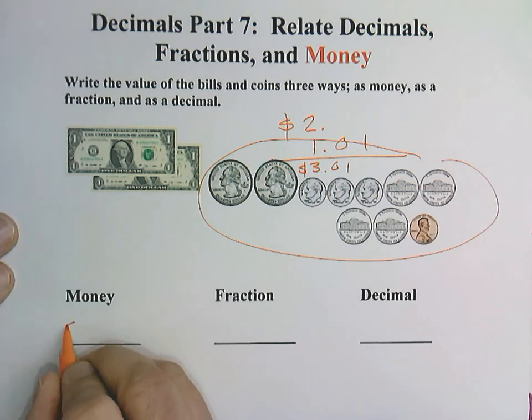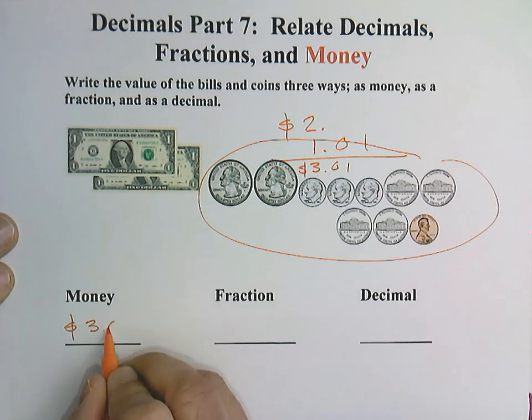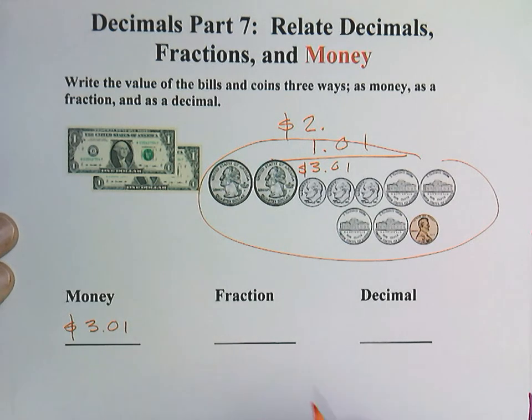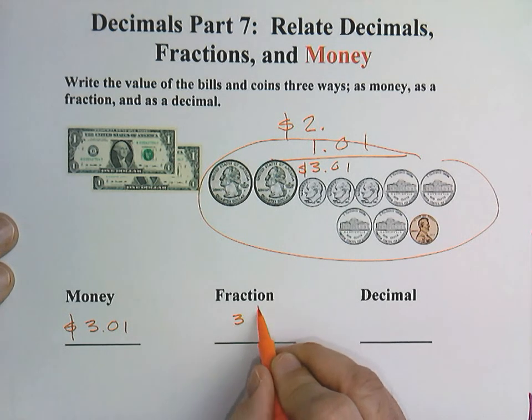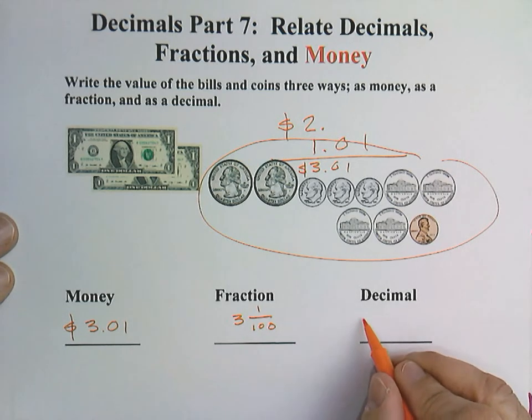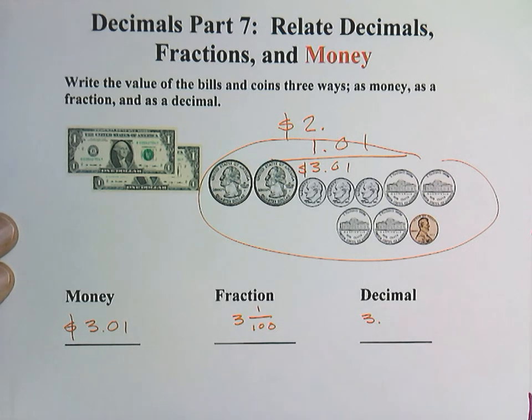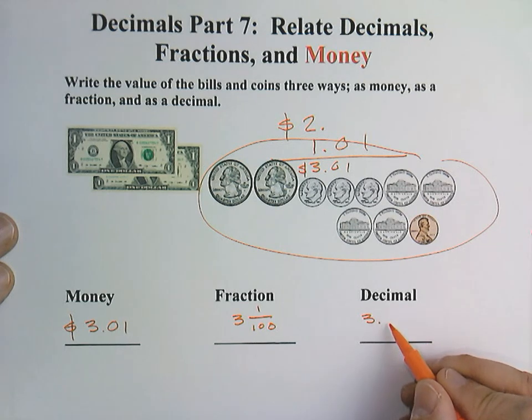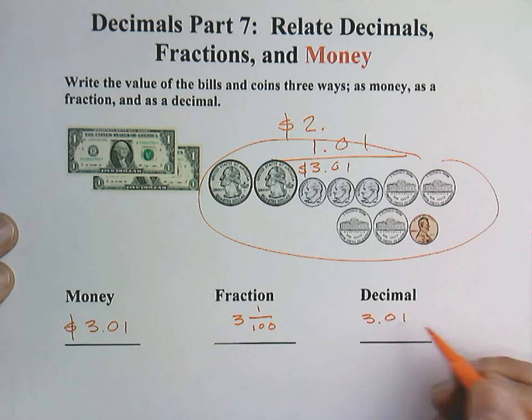$3.01. So in money form, $3.01. In fraction form, 3 and 1/100. And in decimal form, it would be 3 and 1/100. But remember, we don't put it here. That would be in the tenths place. We would have to write our 0 and our 1.